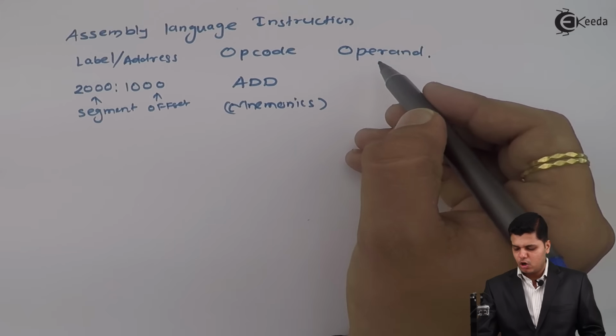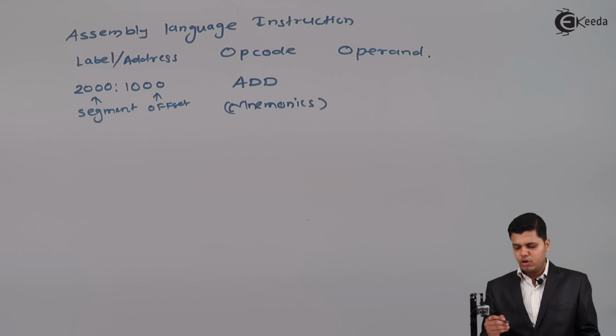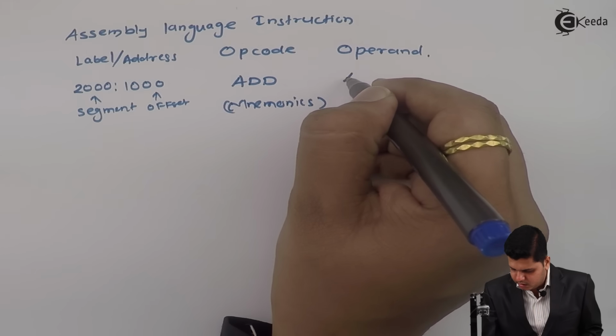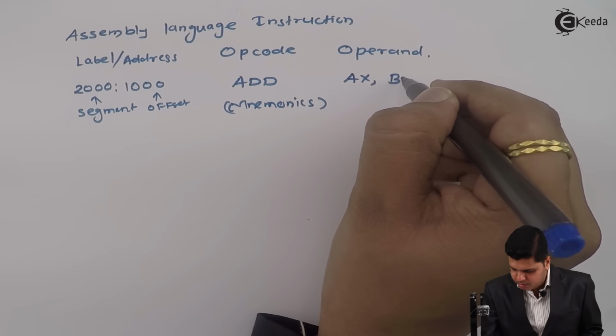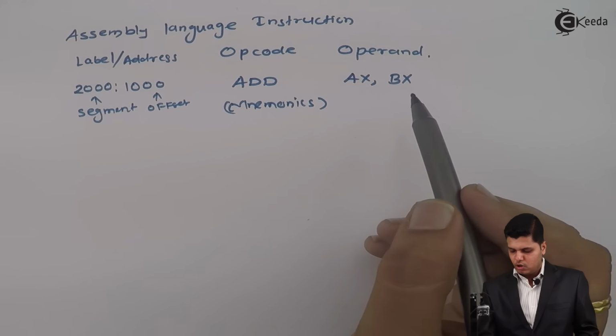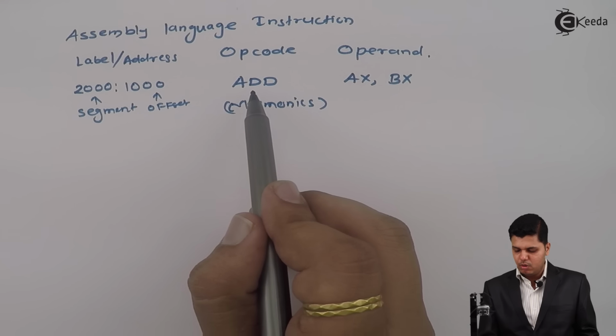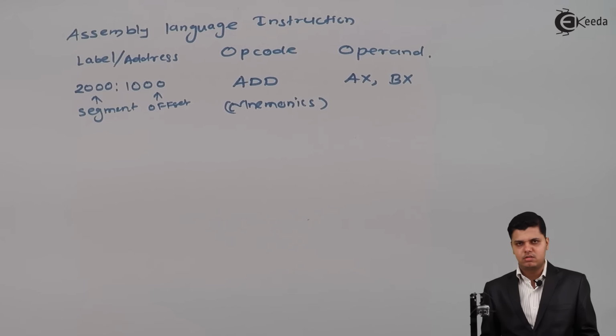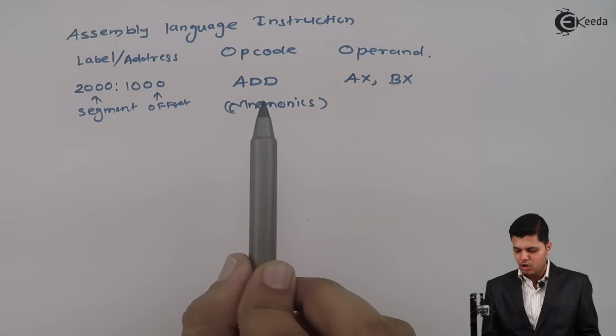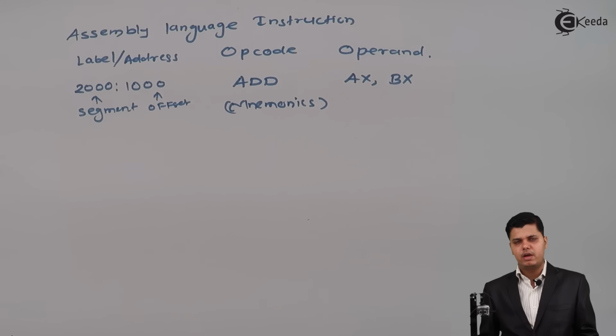Next is the operand. Operand means on what part of the architecture we have to perform the operation, whether we have to perform this addition on data, or on memory, or on a register. Depending upon that, operands can be defined. For example, I will take the operands as the AX and BX registers. So the addition will be performed on the AX and BX registers. The combination of label, opcode and operand fields forms an assembly language instruction.